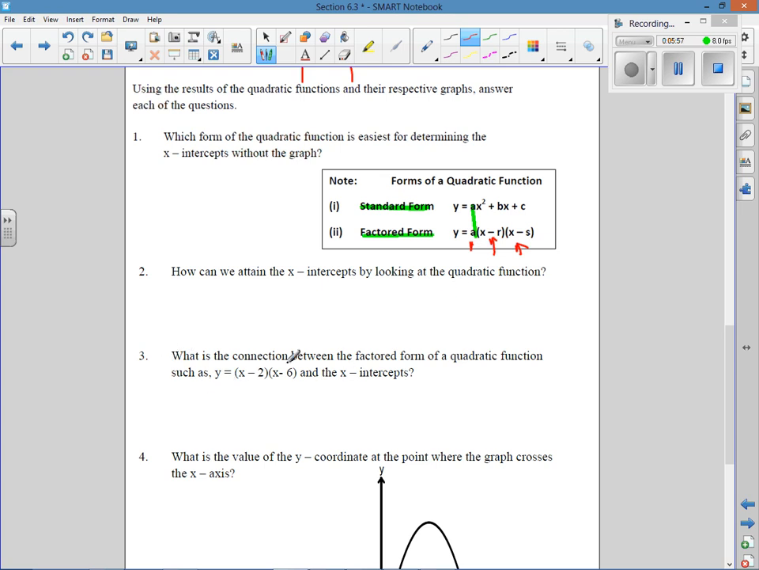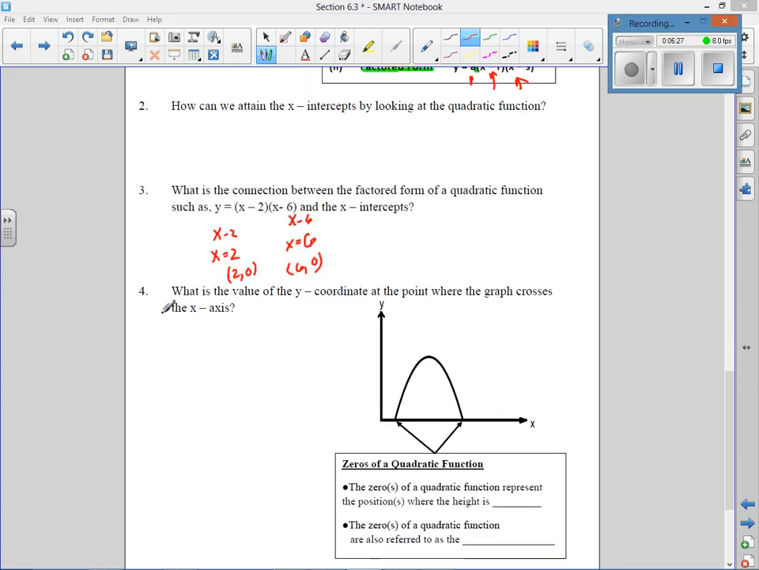So then this question, what's the connection between the factored form quadratic function and the x-intercepts? Well, here you have x subtract 2, and our x-intercept would end up being 2, or think of it as 2 and 0, and the other x-intercept would be x subtract 6, and x equals 6, or 6 and 0.